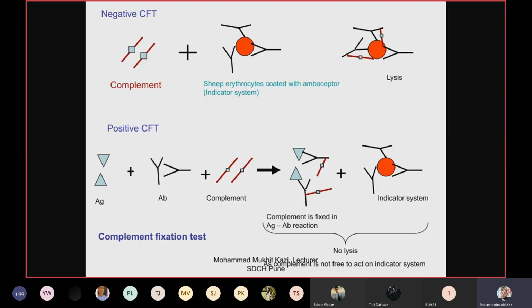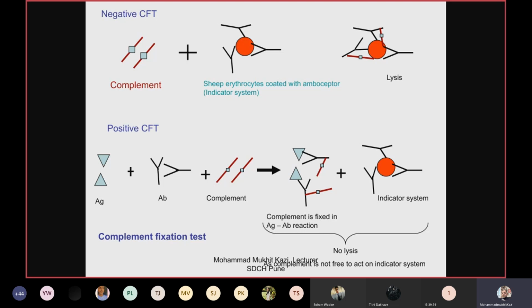In the indirect test, we first mix the antigen with the antibodies, and at the same time we also add the complement. So the complement will bind to the antibody, not to the antigen. The complement will be utilized by the antibodies. Then you can add the indicator system, which are coated antibodies, to detect that antigen, and there will be no lysis.